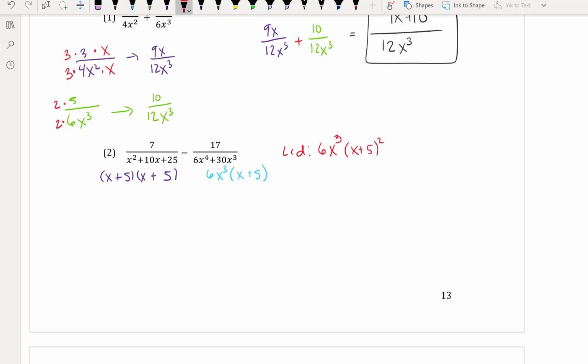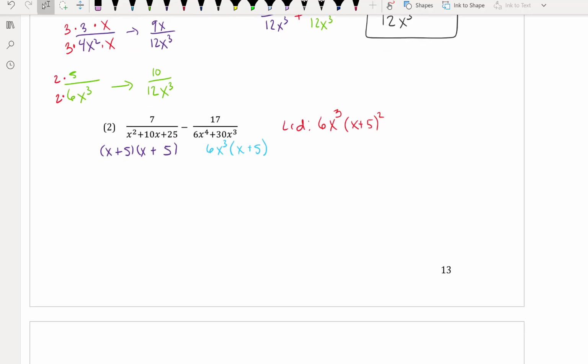Alright, so now I'm going to work with each fraction individually. So I'm going to have my 7 over my x plus 5 and my x plus 5. So what I need to multiply that by is, it looks like it needs a 6x cubed. So 6x cubed. Whenever I do the bottom, I do to the top. And it's being subtracted by my other fraction. And that other fraction is 17.